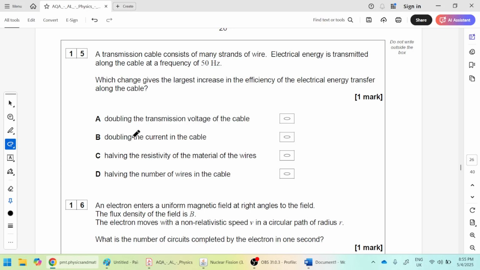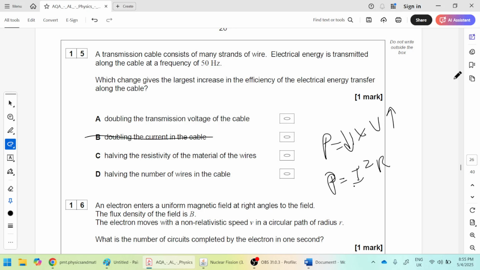If we double the current, now the logic here, as I explained on Saturday, is that power is equal to current times voltage. So if we increase the voltage, the current decreases, and with a lower current, because P equals I squared R, when you reduce current, the heat power lost by the wires decreases. This is the standard explanation since GCSE. So doubling the current will actually decrease the efficiency.